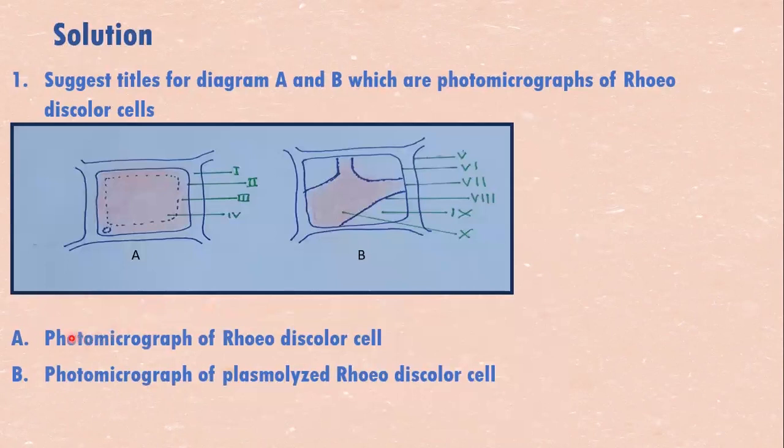The title of A is a photomicrograph of rhodoscalar cell. We don't know whether this is turgid or flaccid. It's a cell. You see the cytoplasm and the vacuole, they fill the whole cell. Okay, so photomicrograph of rhodoscalar cell. This one is a photomicrograph of a plasmolysed rhodoscalar cell. We see a plasmolysed cell, and that is what it is.